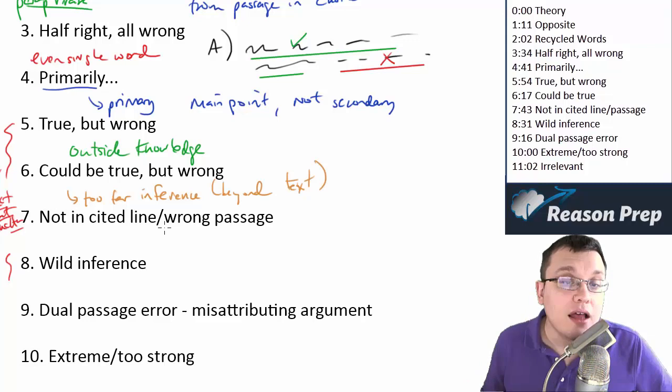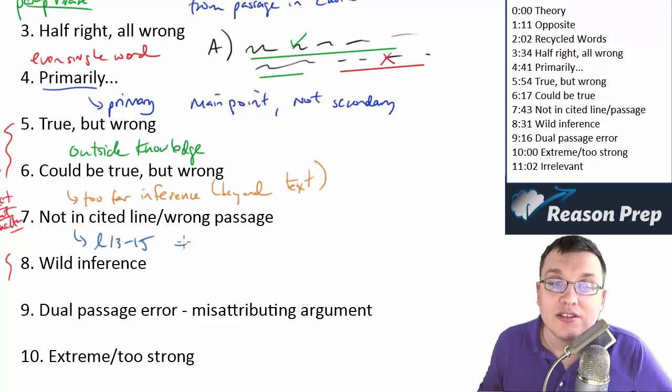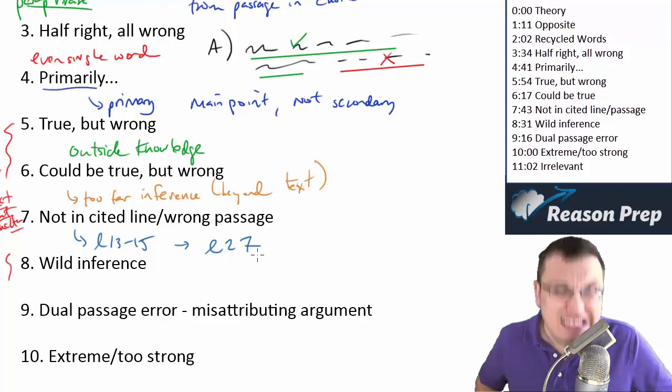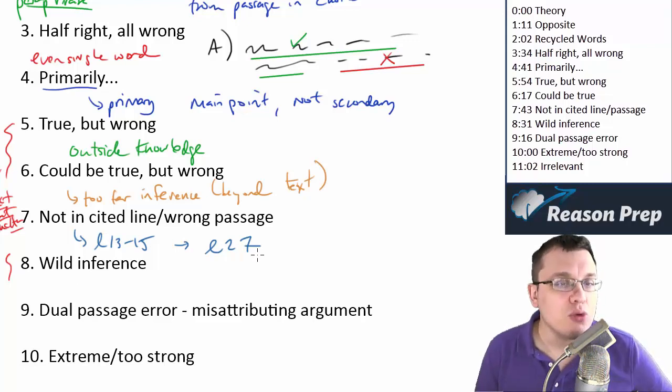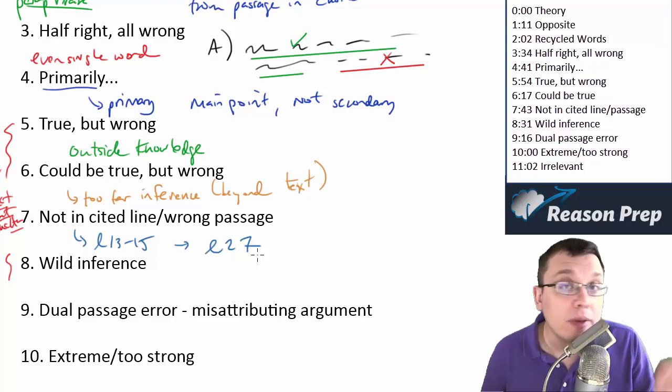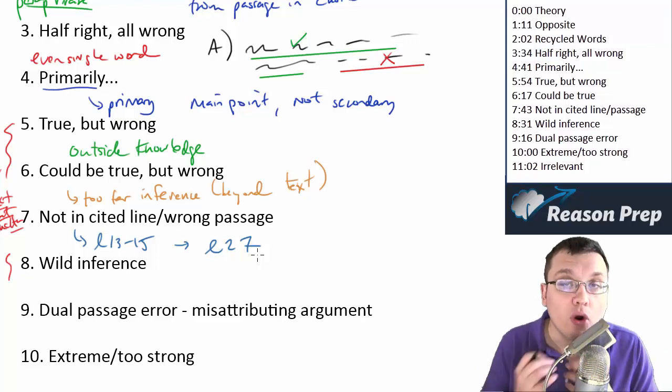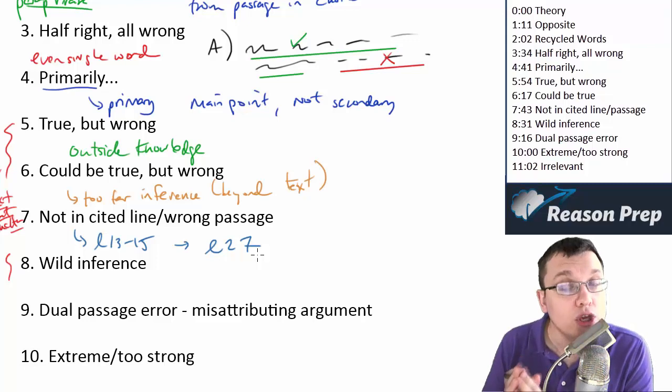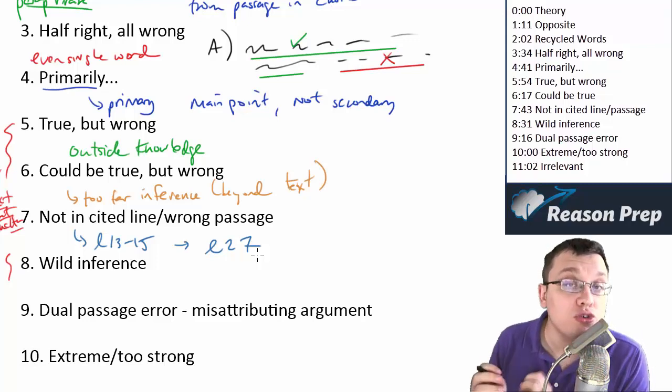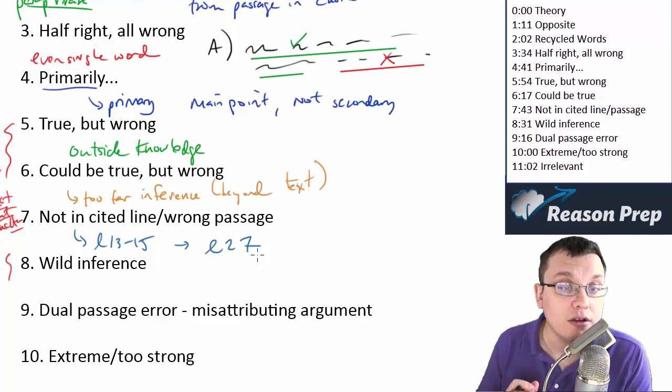Not in cited line or wrong passage. So not in cited line, let's say they're citing, we've kind of talked about this before, lines 13 to 15, and you find an answer in line 27, it's not a good sign, right? You want to stick as close as you can to those cited lines. Sometimes you have to go a little bit outside them to get some context, but always the answer's got to be based on what you read in those lines. That context is just going to tell you what's going on in those lines.